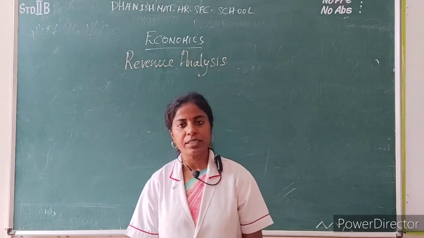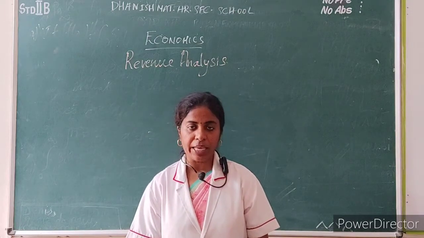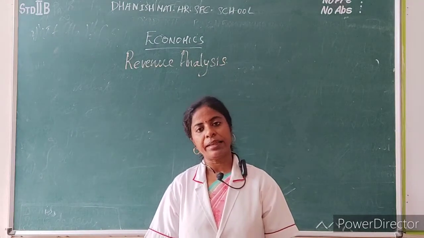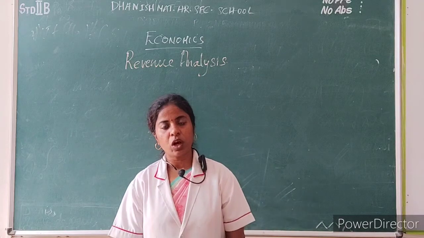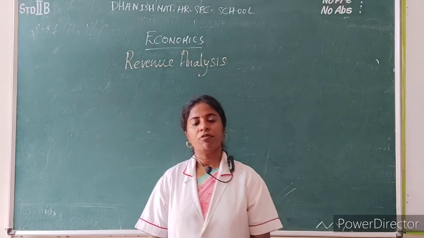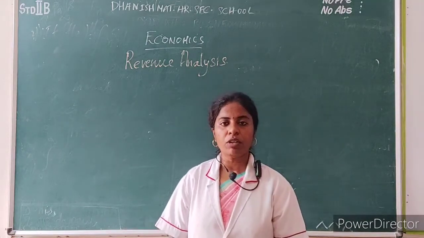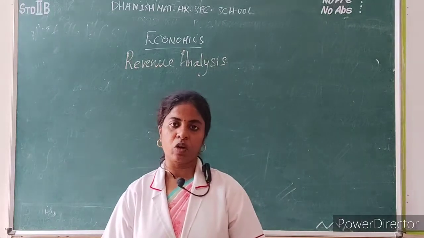So first one, it is a money cost. Second one, it is a real cost. Then we saw about the explicit, implicit and economic cost. Then we saw about the social cost, opportunity cost, sunk cost, floating cost, prime cost, and then we saw about the fixed cost and variable cost.